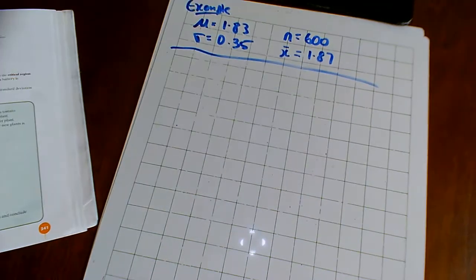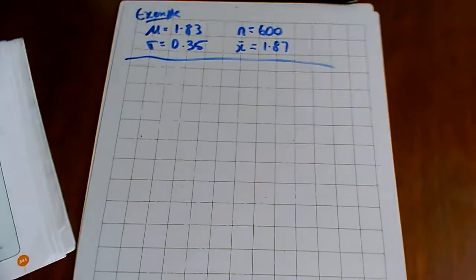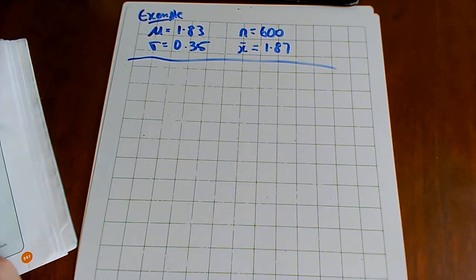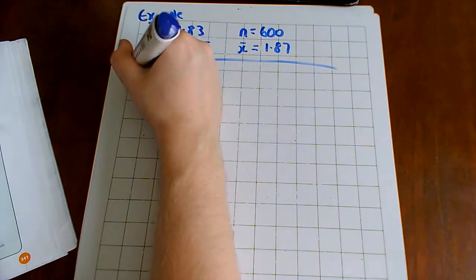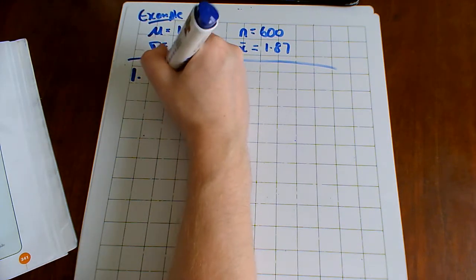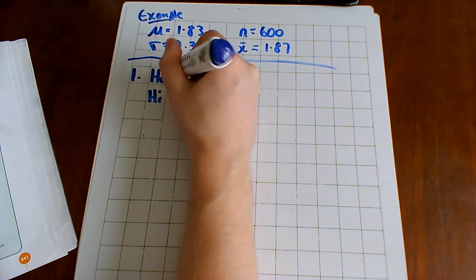At a 5% level of significance, so again similar to the 95% confidence interval, test whether the mean yield from the new plants is different from the normal variety. So first step, write down the null hypothesis and the alternative hypothesis.